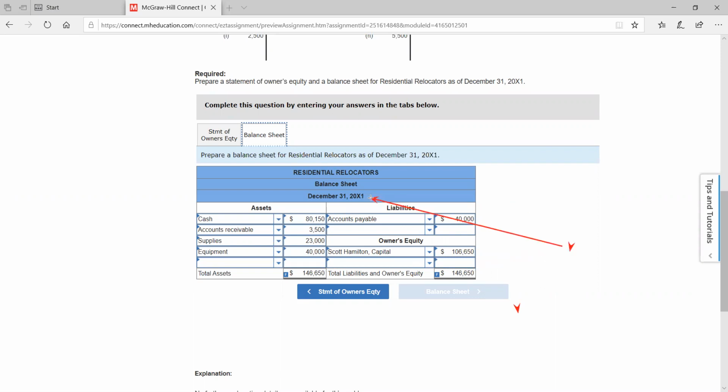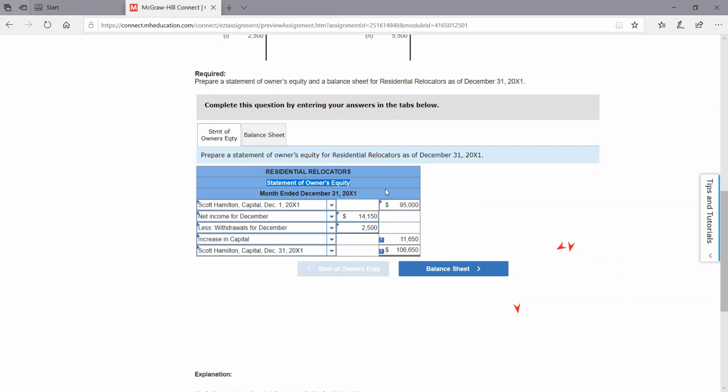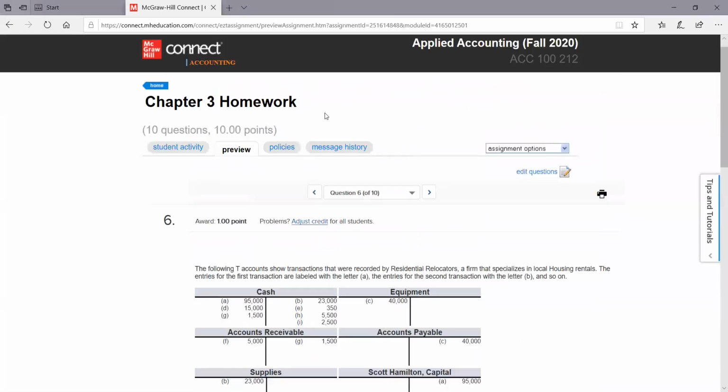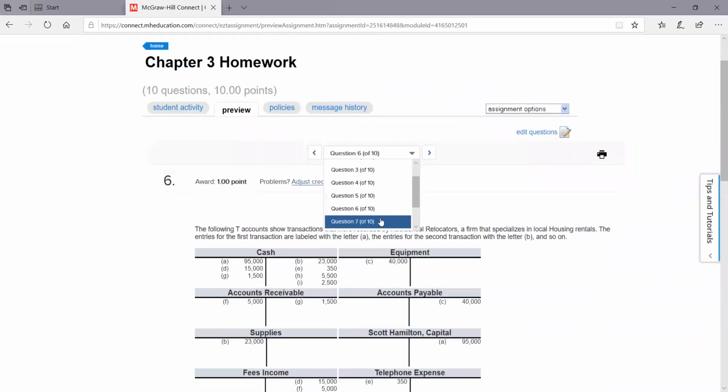The balance sheet always says one specific date, as compared to the income statement and the equity statement, where they say for a time period, like month ended. Just make sure you pay attention to those dates. Every now and then that could end up as a test question. All right, that was number 6.